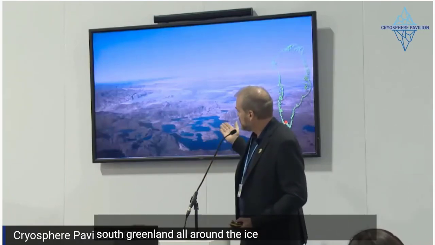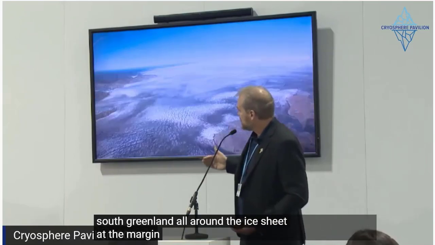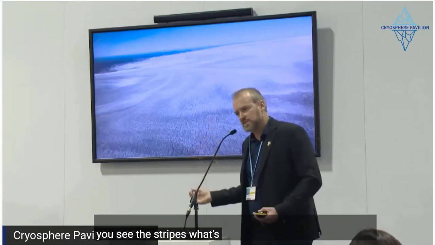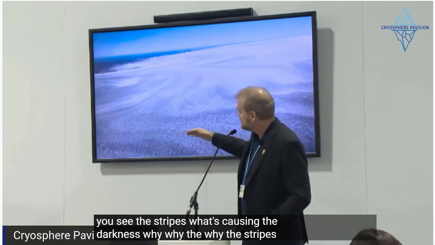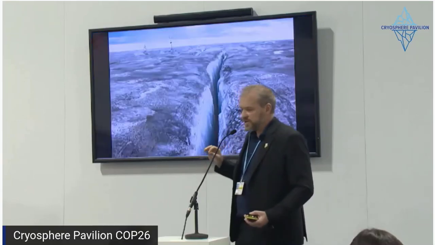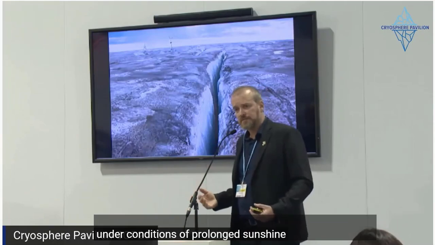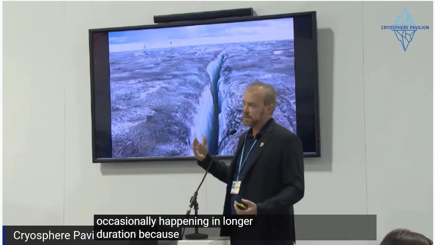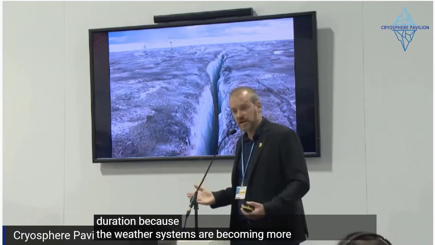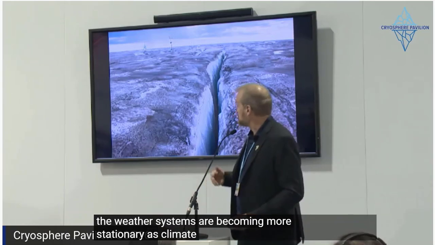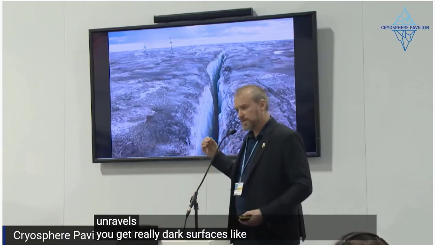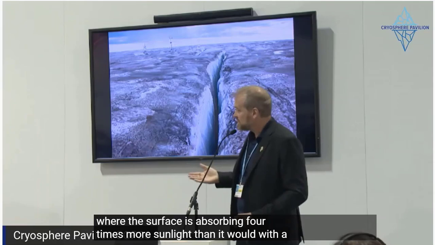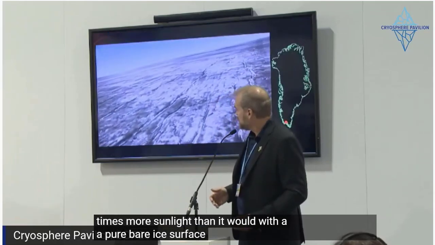South Greenland, all around the ice sheet, at the margin, you see this dark ice. You see the stripes. What's causing the darkness? Why the stripes? Under conditions of prolonged sunshine, droughts, which are occasionally happening in longer duration because the weather systems are becoming more stationary as climate unravels, you get really dark surfaces like this, where the surface is absorbing 4 times more sunlight than it would with a pure bare ice surface.